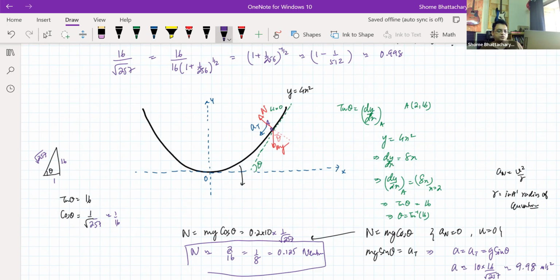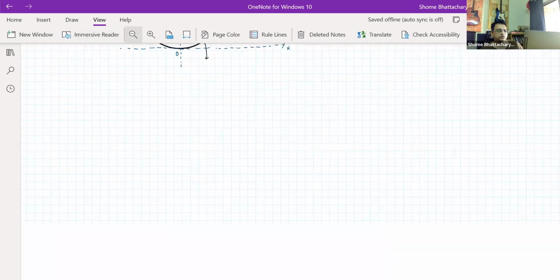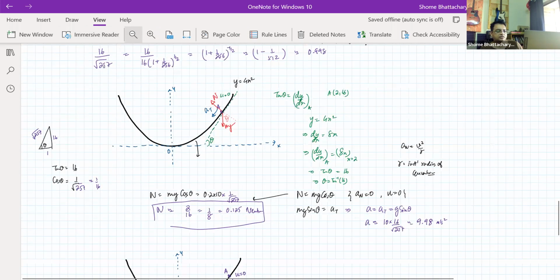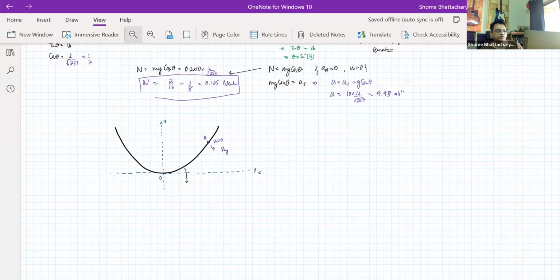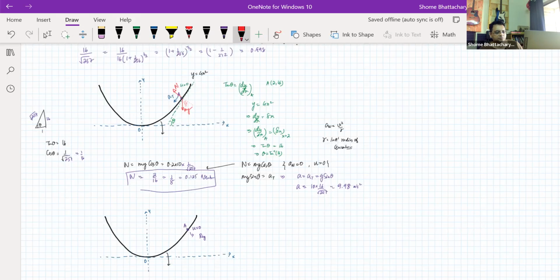Okay, now is the other part which is more interesting. For the second part, we'll have to make use of the fact that normal reaction does not do work here. So mechanical energy is conserved. If it's starting from rest at this point, by the time it comes to the lowest position, you can calculate the speed. This is from the work energy theorem.